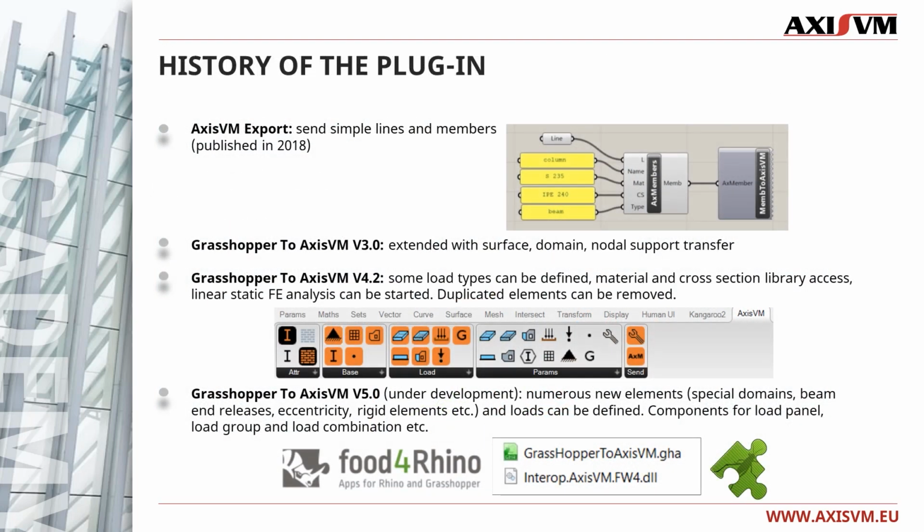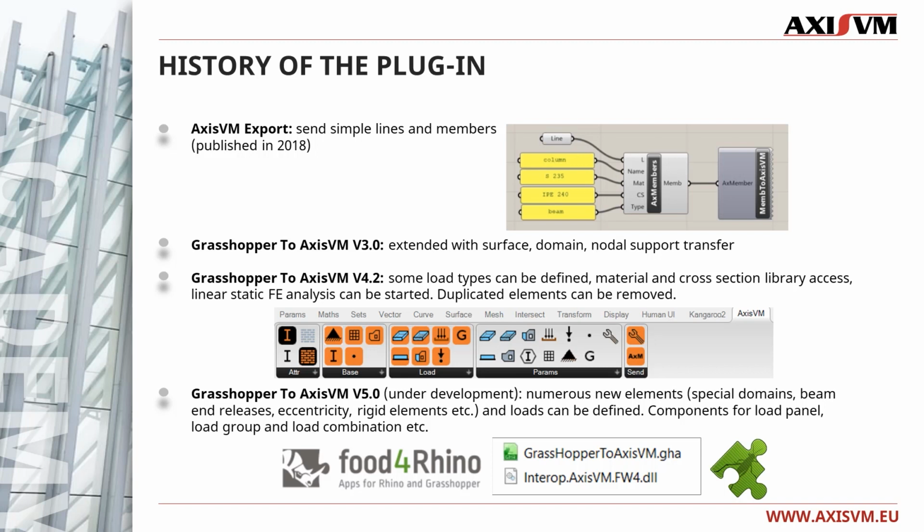In this section, I'm going to talk about the Grasshopper to AXISVM plugin. The first version was published in 2018. It provided practically two components, and it was able to transfer simple lines and members like beam elements into AXISVM. The next version, called V3.0, has already been able to send surface elements, domains, and set nodal supports in AXISVM. Then V4.2 brought some components for load definition as well.